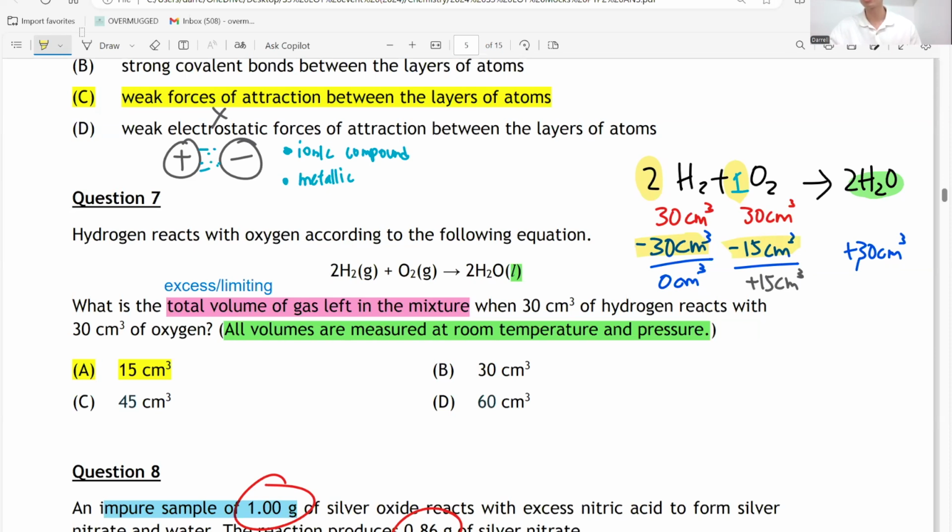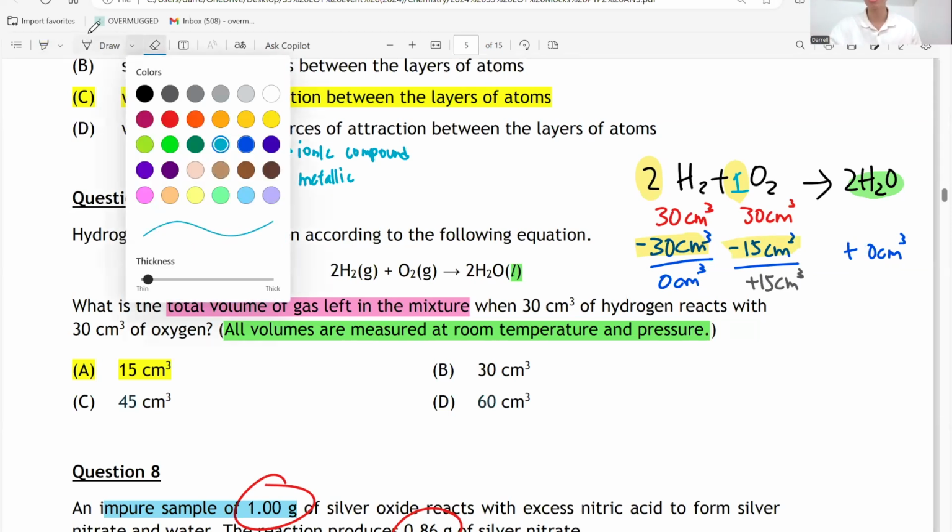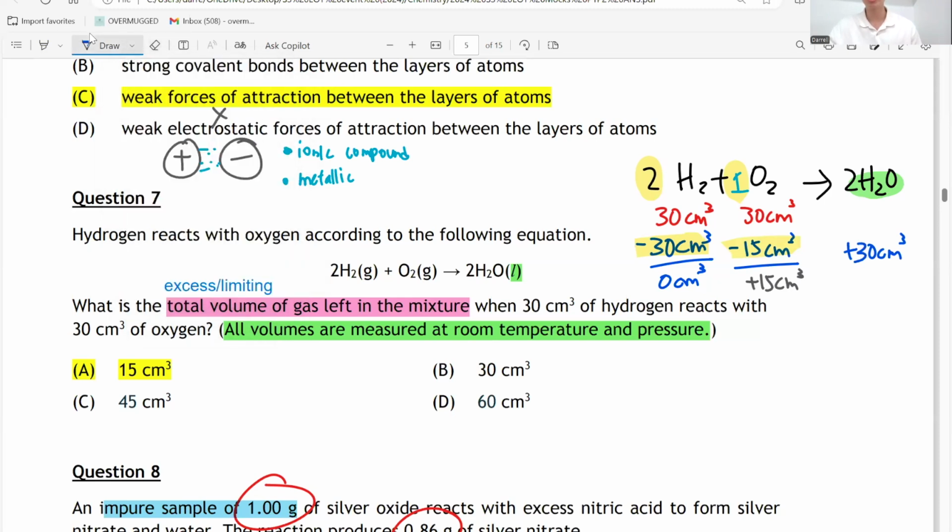But what do we need to be very careful about when we look at water? You look at the part highlighted in green, what's the main takeaway from this statement? At room temperature and pressure, water is a liquid. So if I ask for volume of gas left, should I add in this 30? No, because water is a liquid at room temperature. So to conclude, the volume of gas remaining is just the 15 cm cube of oxygen in excess. Clear? This one will appear. So you must learn how to master this.